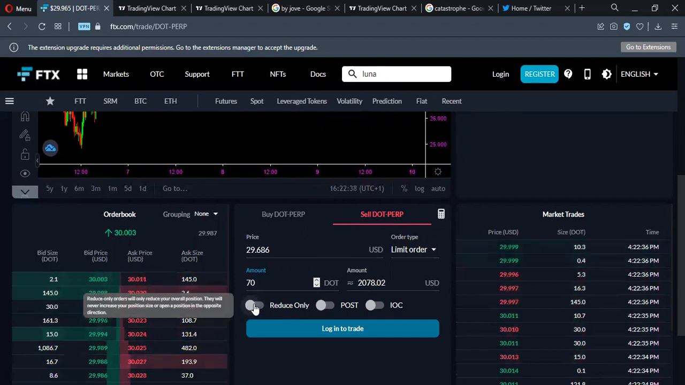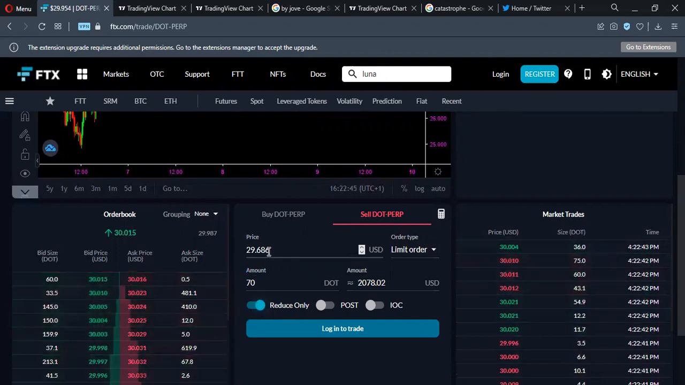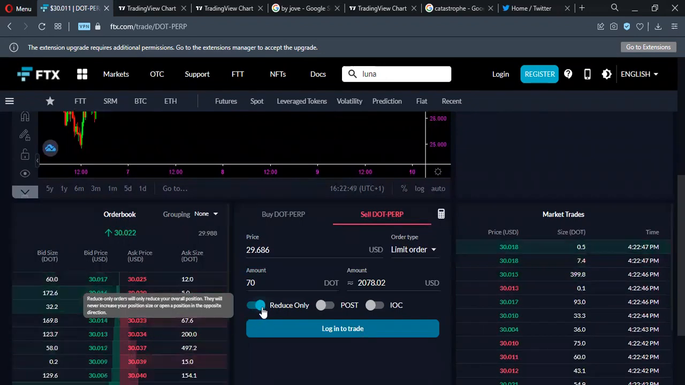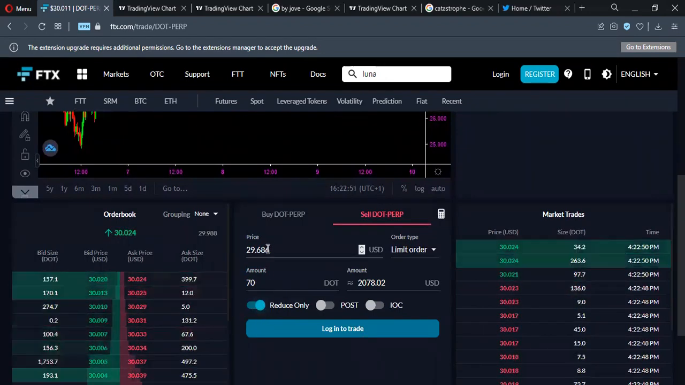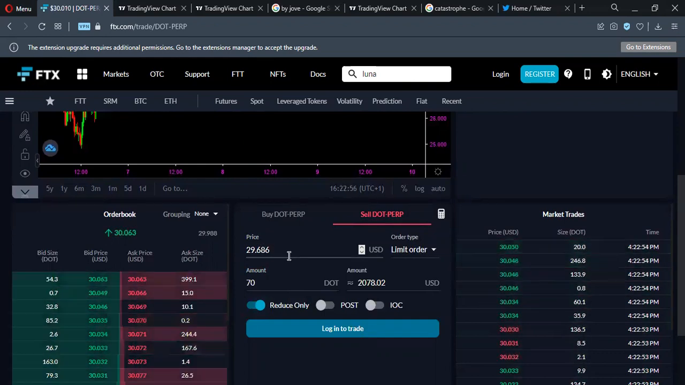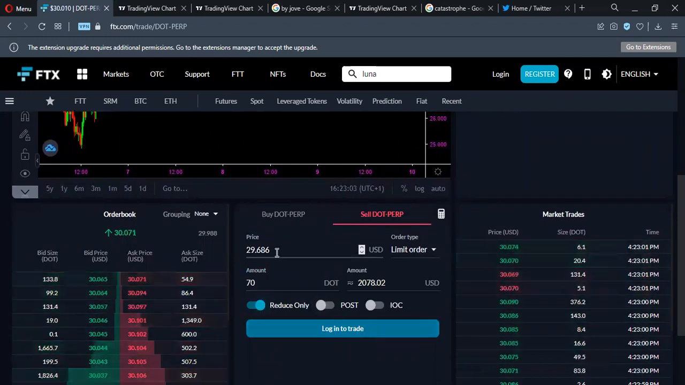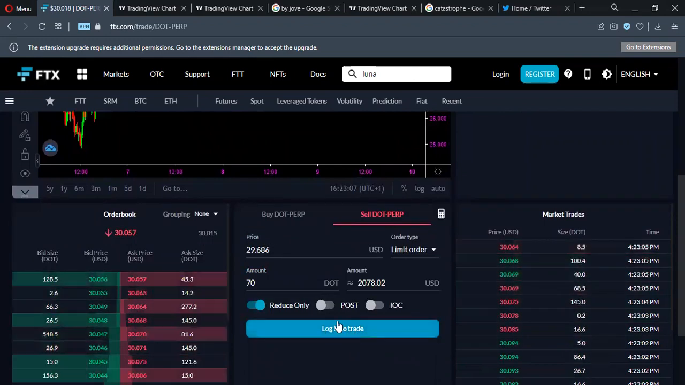Then don't forget, you have to close on reduce only. You have to toggle reduce only, so that if the price eventually gets to this very price, it's going to close. If you do not toggle reduce only, what's going to happen is that if it gets to this place, it's going to open another short position for you, which is very wrong. So make sure you toggle reduce only, so that it will automatically close it for you. Go right ahead and click on sell.